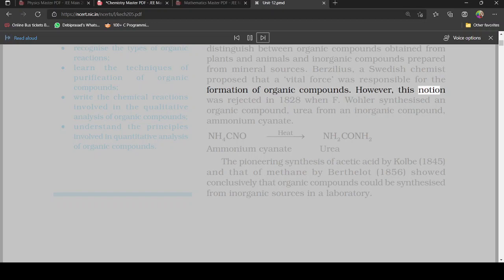However, this notion was rejected in 1828 when F. Wohler synthesized an organic compound, urea, from an inorganic compound, ammonium cyanate. NH4CNO, on heating, gives NH2CONH2: ammonium cyanate to urea. The pioneering synthesis of acetic acid by Kolbe, 1845, and that of methane by Berthelot, 1856, showed conclusively that organic compounds could be synthesized from inorganic sources in a laboratory.